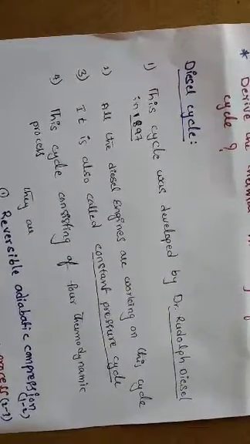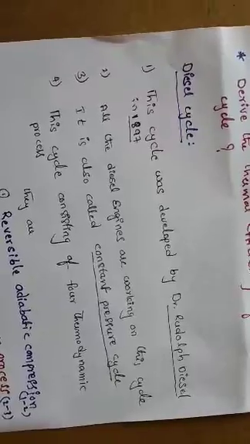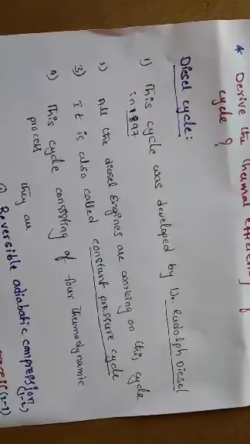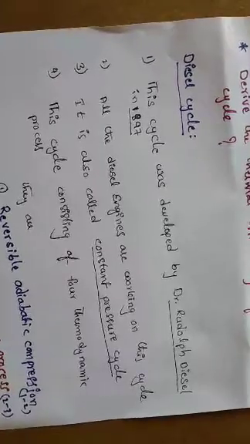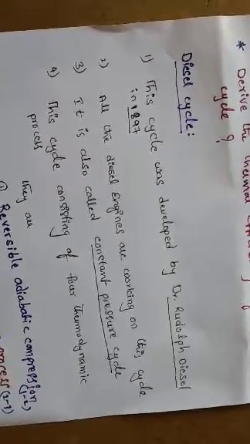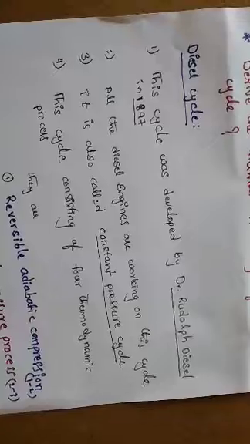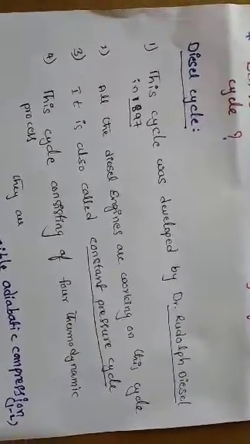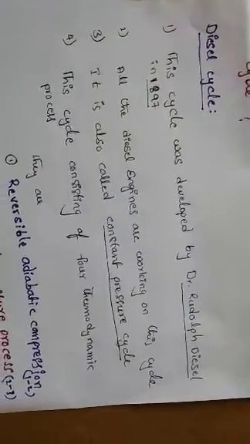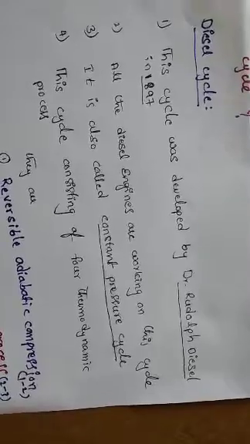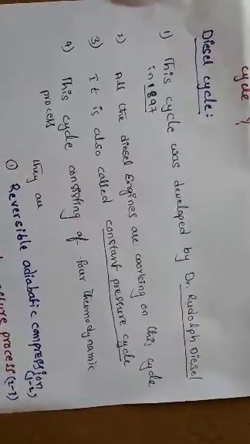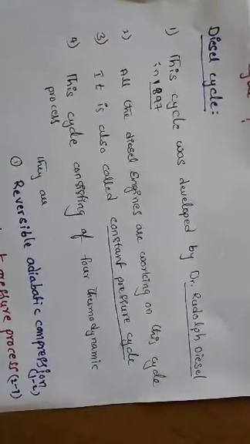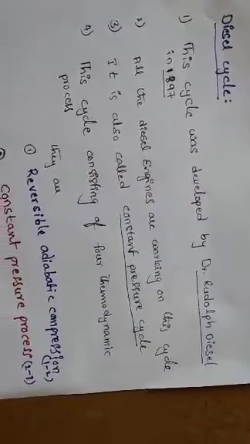This diesel cycle was developed by Dr. Rudolf Diesel in 1897. Nowadays all the diesel engines are working on this cycle. It is also called the constant pressure cycle. This diesel cycle consists of four thermodynamic processes.